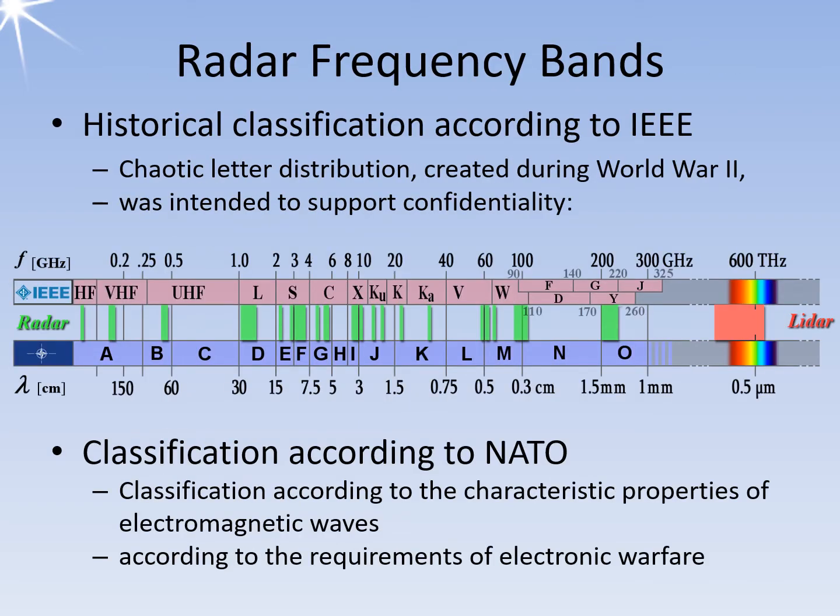There are several ways to divide the frequencies into radar bands. Currently still in use is the historical division of the Institute of Electrical and Electronics Engineers. It was created by distributing initial letters, each derived from a keyword characterizing the frequency range.